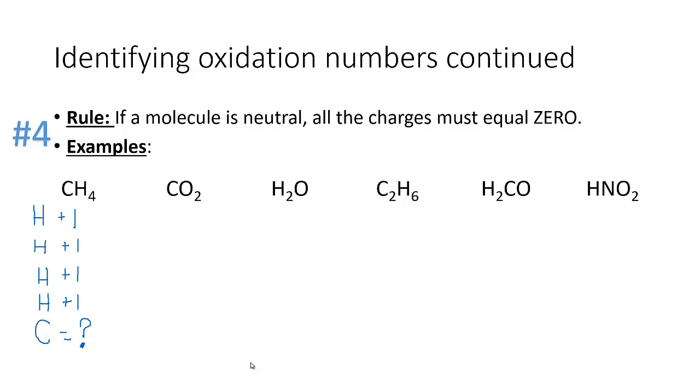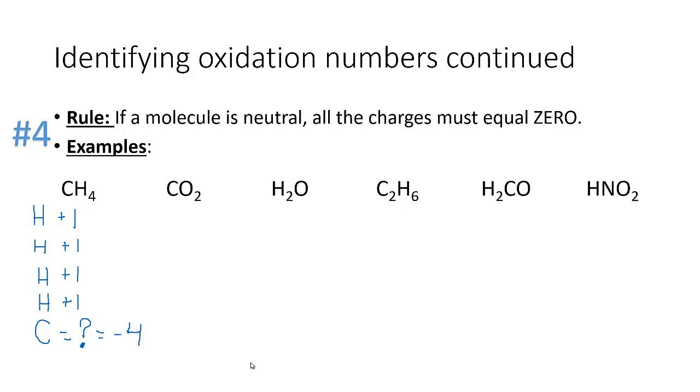So in order for this to balance out and equal 0, the question is, what does carbon have to be? If you have 4 positives, in order to balance out those 4 positives, you need 4 negatives. And so carbon ends up being -4. So if I were to ask you what is the oxidation number for carbon within CH4, you would say -4.